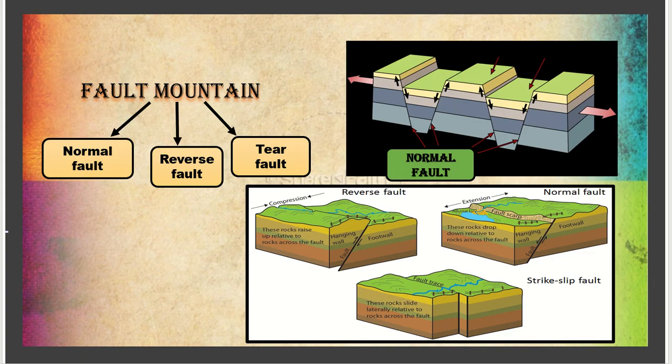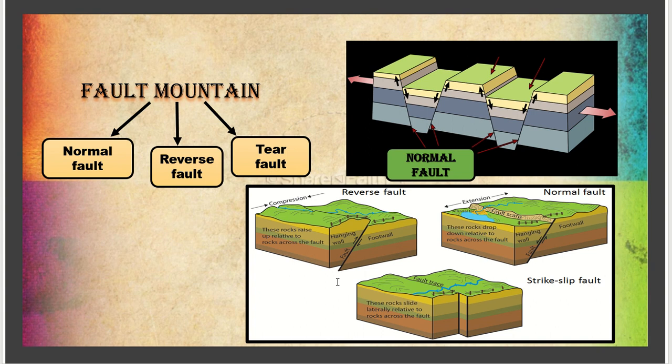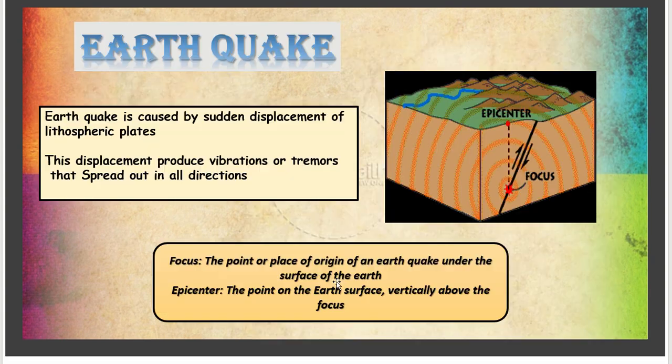Okay, now there are three types in which fault mountains are formed. One is normal fault, reverse fault, and tear fault. Normal fault, I mentioned here. See the subsided part, it comes down. Reverse fault is shown here, and tear fault is lateral. It happens in the side. See the way it moves, lateral movement. Three types of fault movement: normal, reverse, and tear faulting.